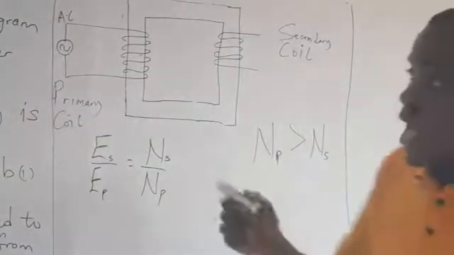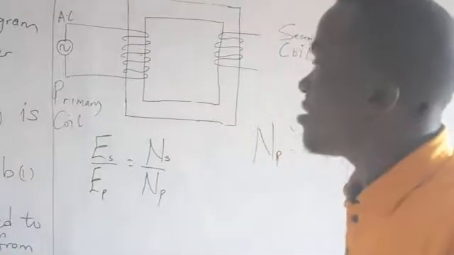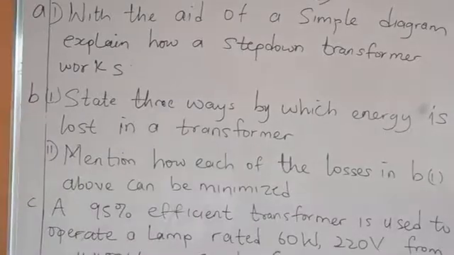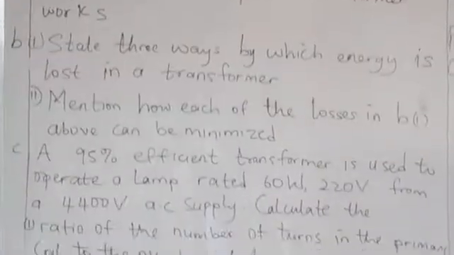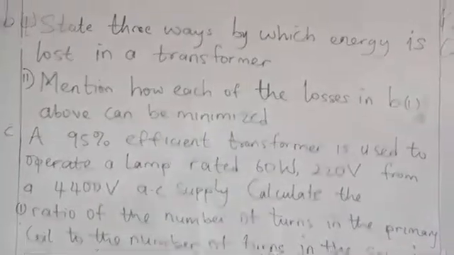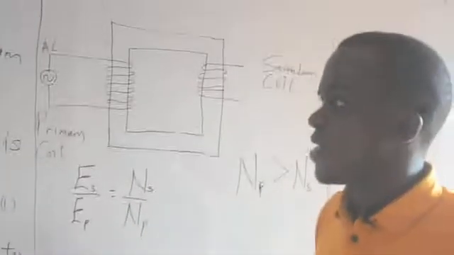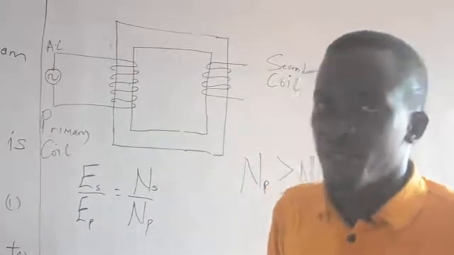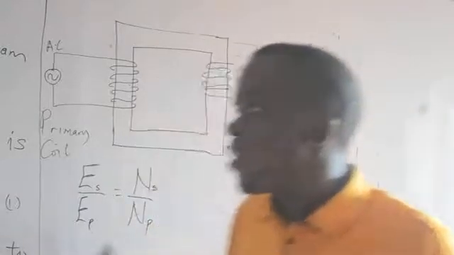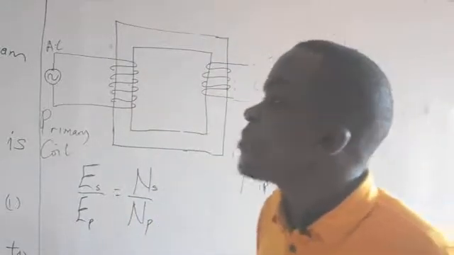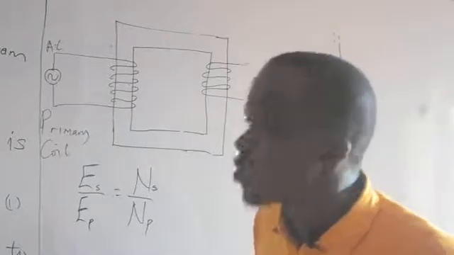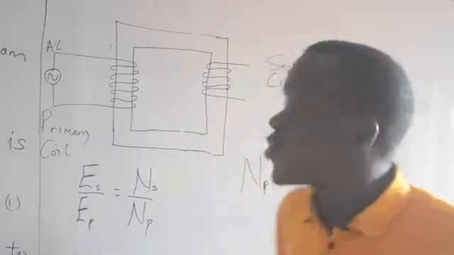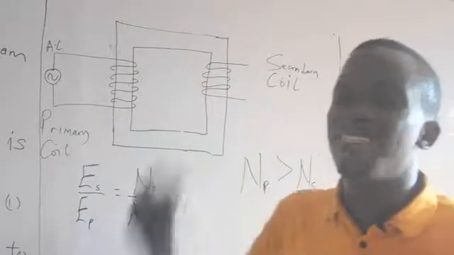The output. Now looking at the other question, it said, state 3 ways by which energy is lost in a transformer. This question can be given in different ways. In the sense that there are some questions, if you study your past questions very well, they can ask you, why is a transformer not 100% efficient? Why a transformer is not 100% efficient is also the same thing as state 3 ways by which energy is lost, or state the ways at which energy is what? Is lost. If energy is lost in a transformer, automatically the transformer will not give the desired what?